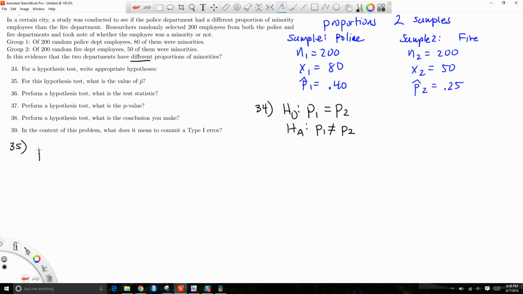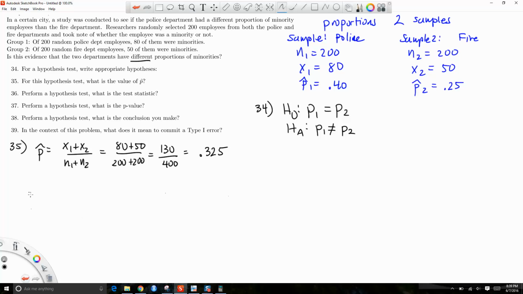35 is our overall proportion. What's the value of P hat? We do x1 plus x2 over n1 plus n2, so 80 plus 50 divided by 200 plus 200. We have a total of 130 people out of 400 people who are minority employees, which gives us a proportion of 0.325.